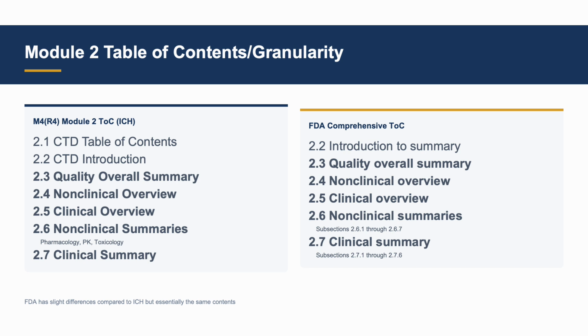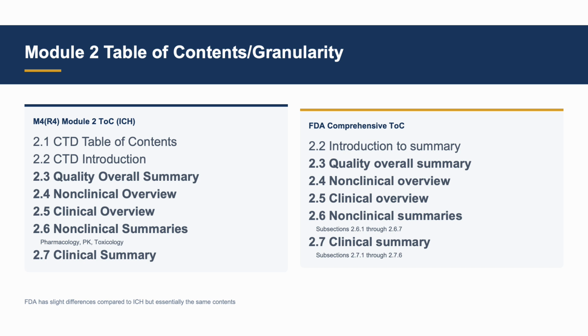The ICH M4 R4 document lists Module 2 as common technical document summaries, beginning with Section 2.1 for the CTD table of contents, Section 2.2 for the CTD introduction, and then the 5 main content sections we discussed earlier. Note that the ICH document provides broader category headings under Sections 2.6 and 2.7, listing pharmacology, pharmacokinetics, and toxicology under 2.6, and various clinical summaries under 2.7.